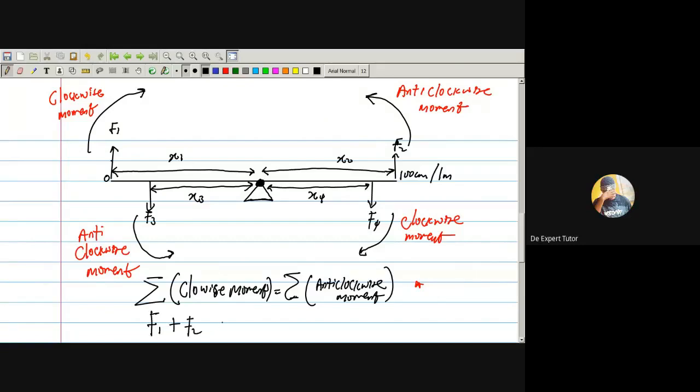Then equal to what? What are the downward forces? F3 and F4. So F3 plus F4. Exactly. F3 plus F4. Good. So these are the two ways we used to solve a system like this.